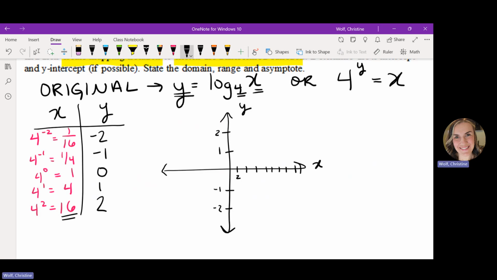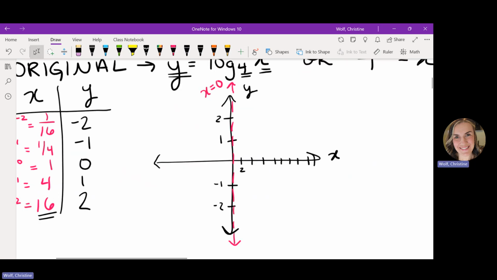All right, asymptote. Usually we'd have an asymptote horizontally, right? But I've already discussed how this is an inverse function. So our asymptote this time is vertical, and that goes through x is 0. So instead of an asymptote at y equals 0, it's at x equals 0, and it's vertical. Okay, let's plot these points.